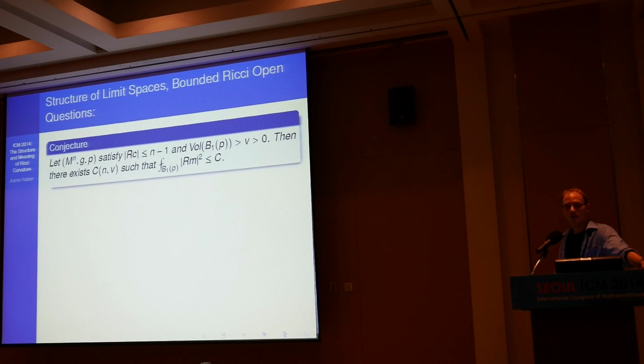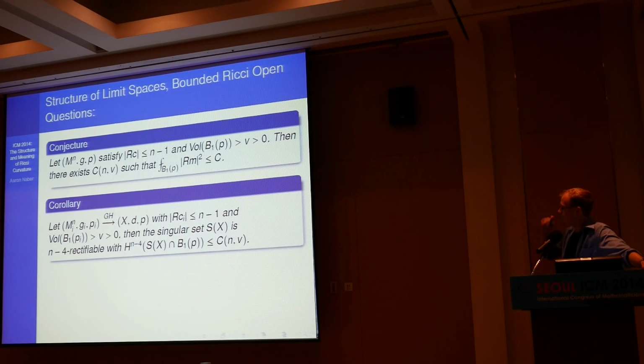A nice corollary of this would be that your singular set would automatically have to be n minus 4 rectifiable. I won't say why, but it is a standard point that once you have this, you can get some rectifiability. I've said nothing about the singular set so far, right? This is all about the structure of the smooth part of the limit space of Einstein manifolds. You can at least get rectifiability if you knew this much. However, you could expect much more from the singular set; people know very little about it at the moment.